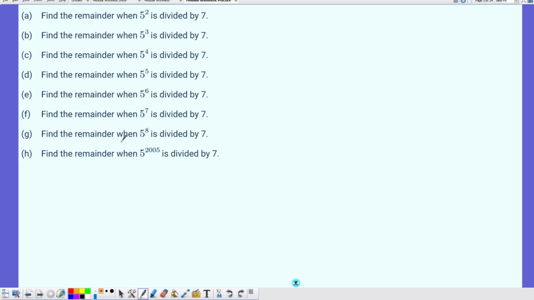So, let's see. There seems to be a pattern. It wants to see the pattern when the exponentiation keeps increasing. So, to start this problem, I'm going to start at 5 to the 0th power, 5 to the first, and then work my way up to 5 to the 8th. So 5 squared, 5 to the third, 5 to the fourth, 5 to the fifth, 5 to the sixth, 5 to the seventh, and 5 to the eighth.